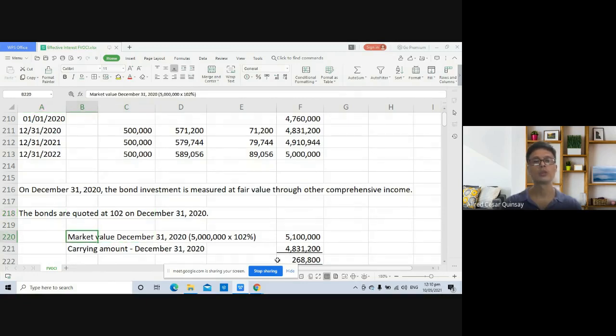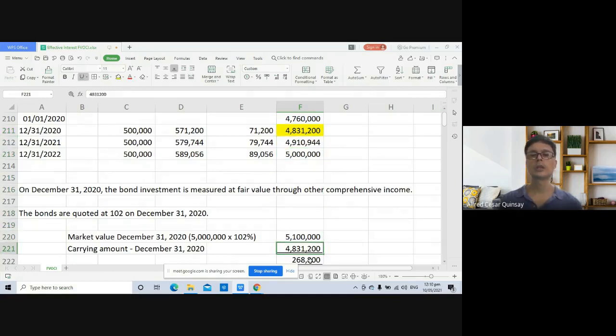2020. Okay, so market value is December 31, 2020, that's 5 million times 102. So this is 5,100,000. And yung carrying amount niya, this is on December 31, 2020, that would be 4,831,000. Ayun siya. Okay, yung carrying amount niya. Okay, so nilagay lang natin dito.